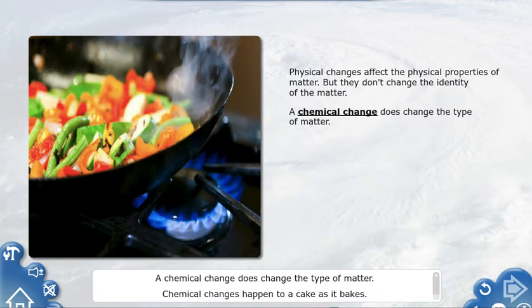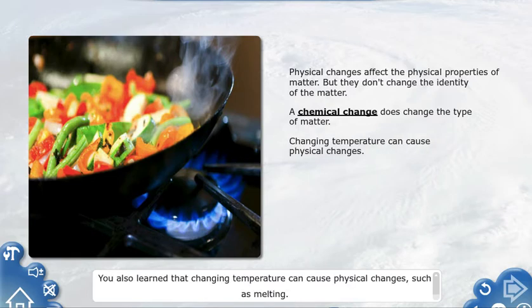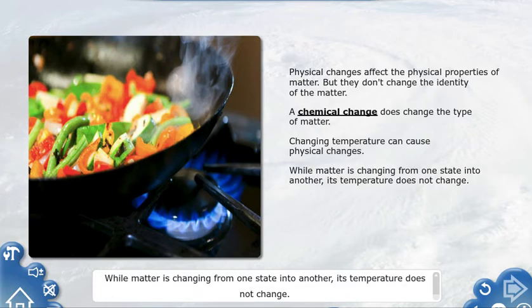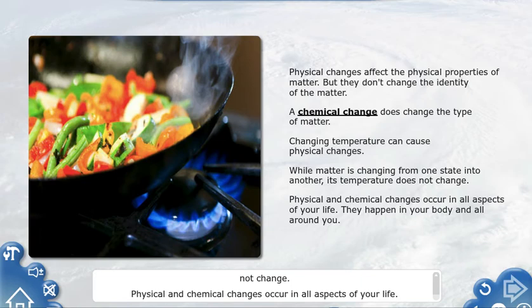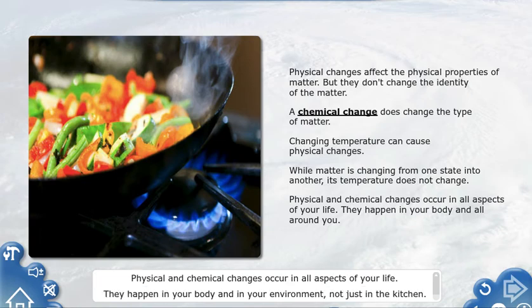Chemical changes happen to a cake as it bakes. You also learned that changing temperature can cause physical changes, such as melting. While matter is changing from one state into another, its temperature does not change. Physical and chemical changes occur in all aspects of your life. They happen in your body and in your environment, not just in the kitchen.